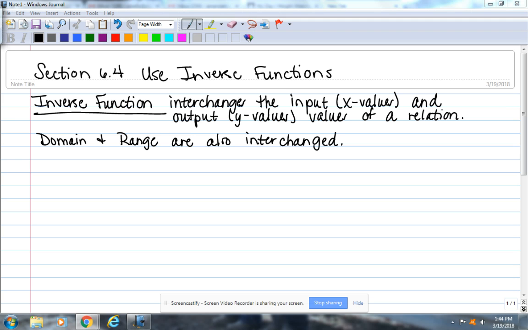So we talked about functions and compositions of functions in section 6.3. Today in section 6.4, we're going to talk about inverse functions. An inverse function basically just interchanges the x values and the y values. The definition says inputs and outputs, but inputs are x's, outputs are y. So what we're doing is we're swapping the x and the y. Also, your domain and the range are swapped.